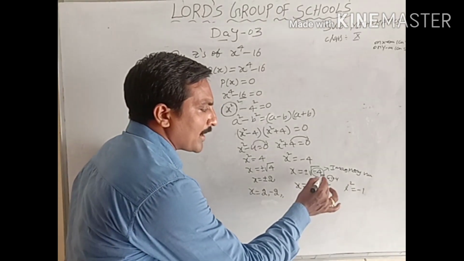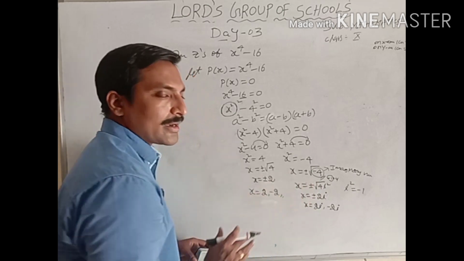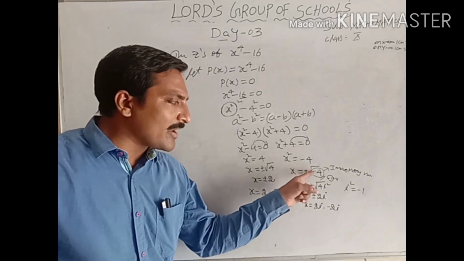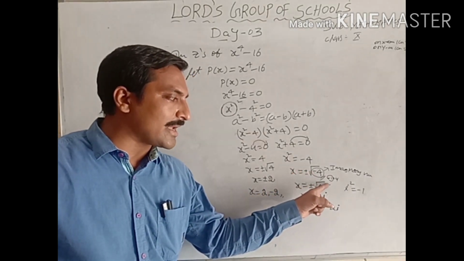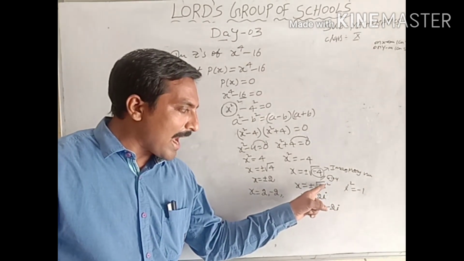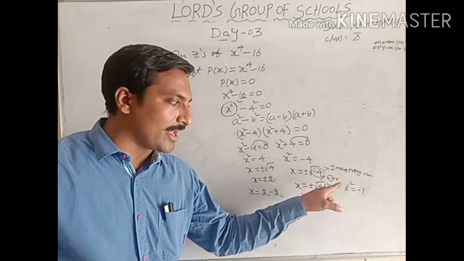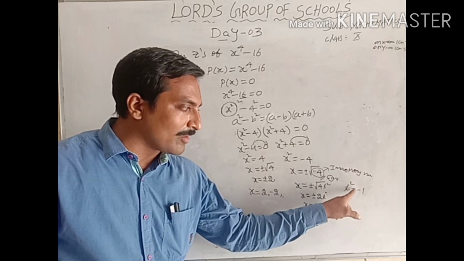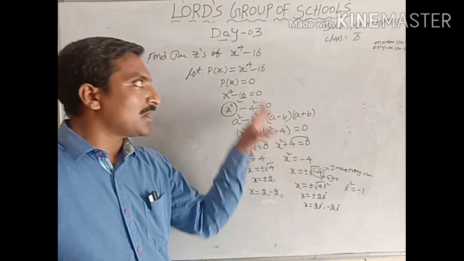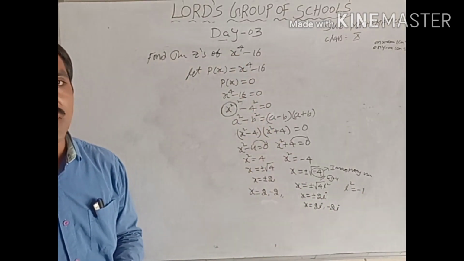Now, up to here we have completed, not a problem. So if negative, when you remove the negative, you just have to write i square. Why did I write i? i means imaginary, and i square value is only minus 1. So this is finding the zeros of a biquadratic polynomial.